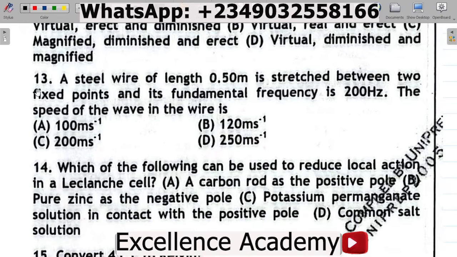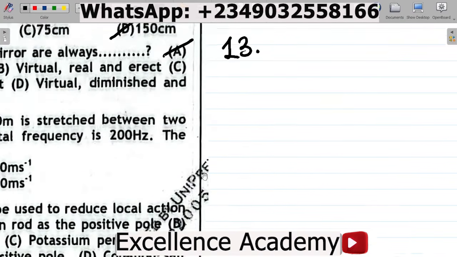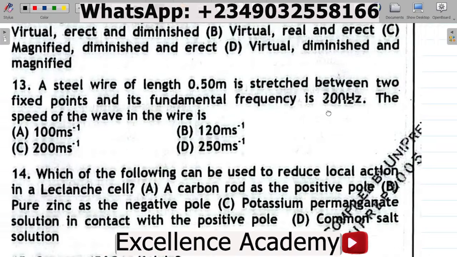Next up, question number 13. 13 says a steel wire of length 0.5 meters is stretched between two fixed points and its fundamental frequency is 200 hertz. The speed of the wave in the wire is A 100 meter per second, B 120 meter per second, C 200 meter per second, D 250 meter per second. So how do we solve this question? First things first, for question number 13, we want to list out the parameters we have. From here, they give us length as 0.5 meters and then frequency as 200 hertz.